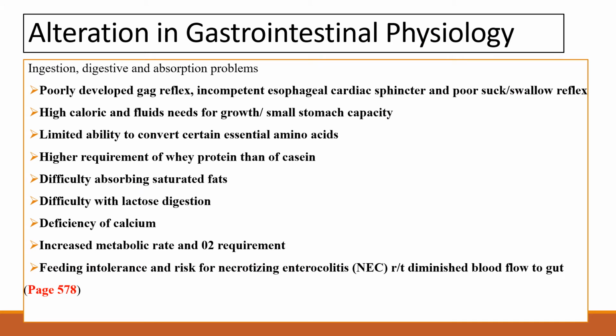Alterations in gastrointestinal physiology: there is a problem with ingestion, digestion, and absorption. So a poorly developed gag reflex and incompetent esophageal or cardiac sphincter leads to poor sucking and swallowing, and reflux. They have a requirement for high calories and fluid needs, but their stomach capacity is very small. So therefore, we have to give them high calorie, high nutrient feedings to help them maintain their body weight and to also keep their gastrointestinal tract moving.